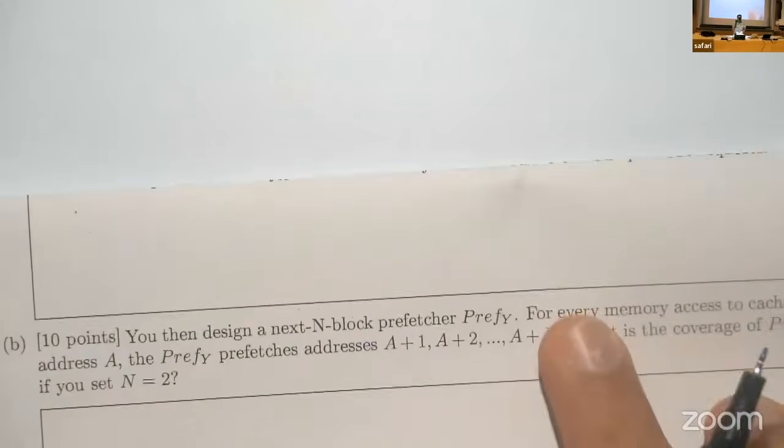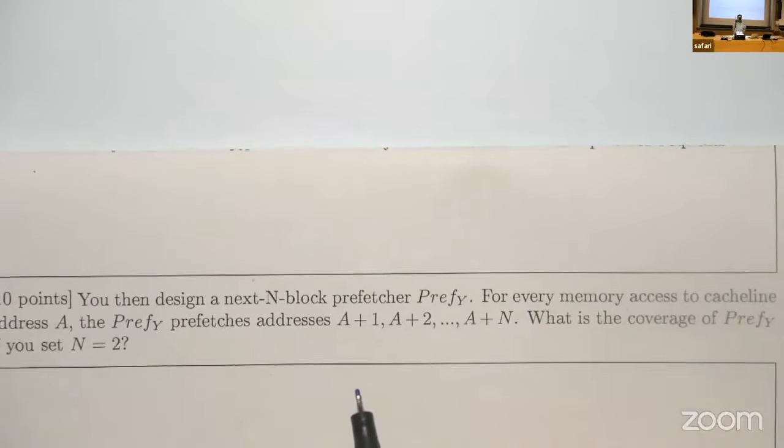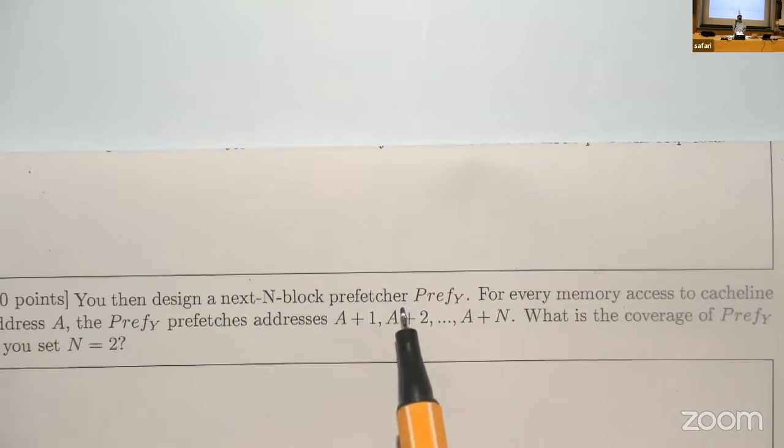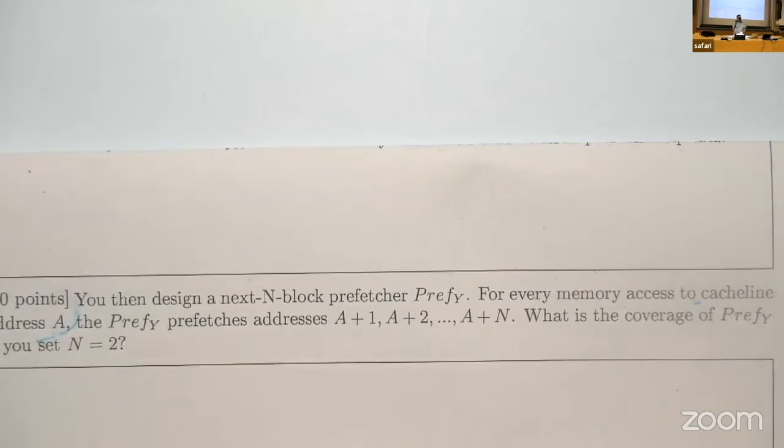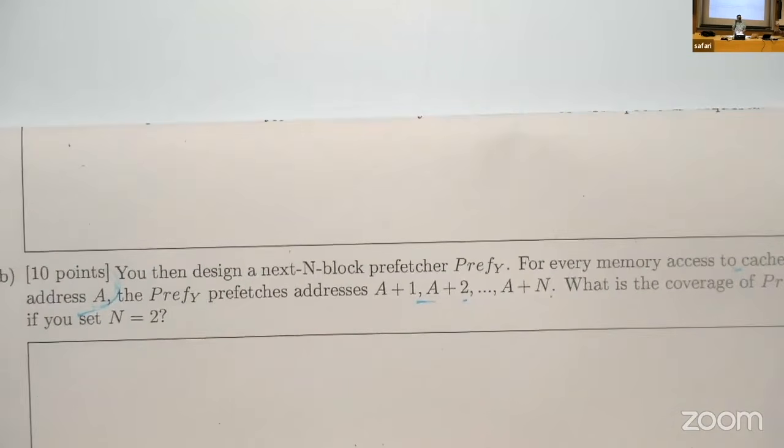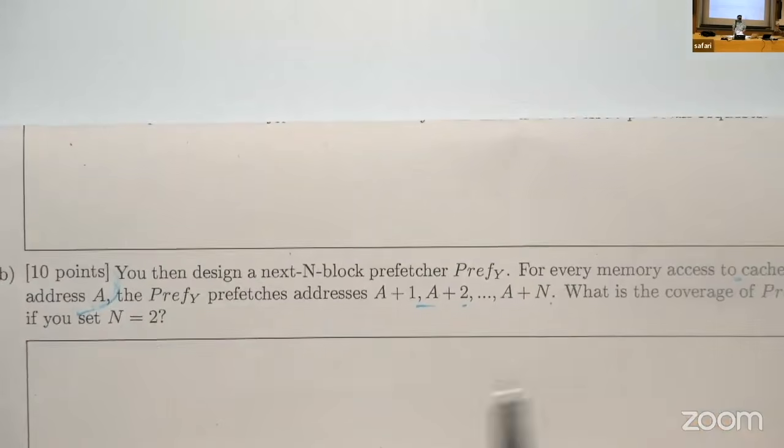Okay. So the second bullet point is here. You design an n-block prefetcher. So for every memory request, basically when you access A, you prefetch the next n cache lines, like A plus 1, A plus 2, up to A plus n. So the question is asking, what would be the coverage of prefetching if you set this n to 2?